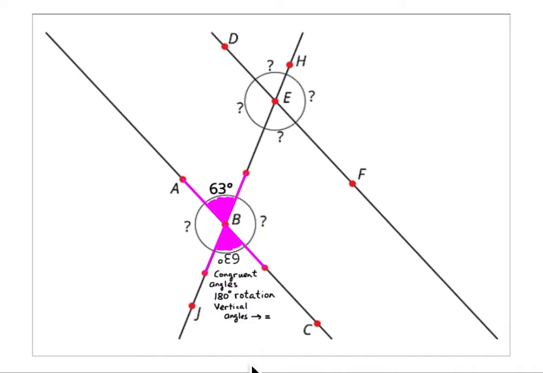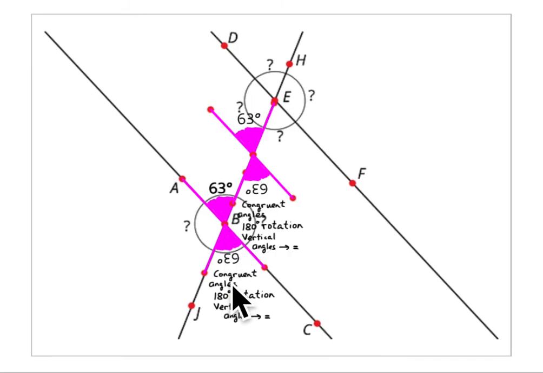It rotates around 180 degrees, congruent angles, and they're congruent because it's a rigid transformation. You're not changing the size of the angle at all. All you're doing is rotating it. So it remains the same size, and it fits right here. So it is a 63-degree angle. Those are vertical angles, congruent.